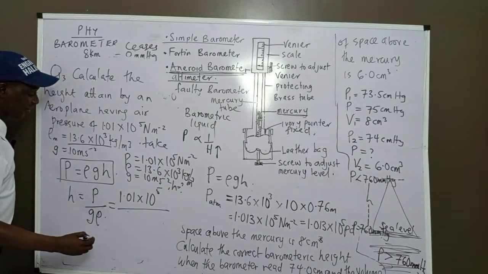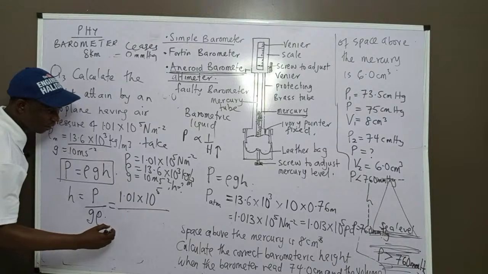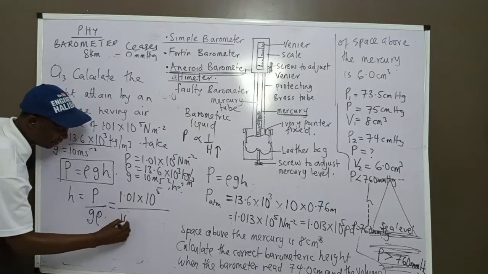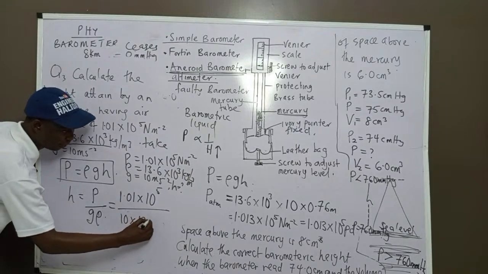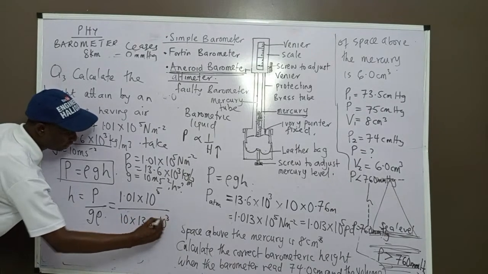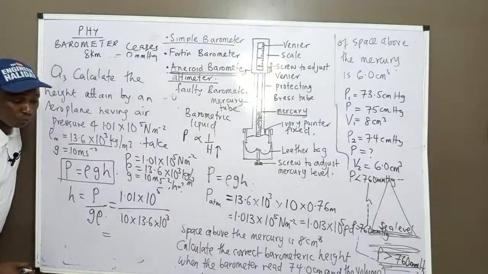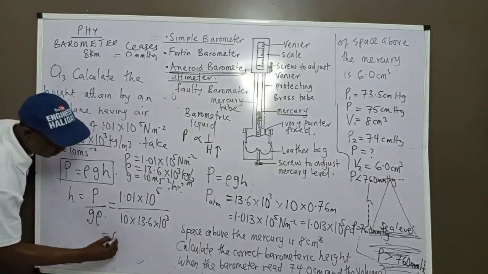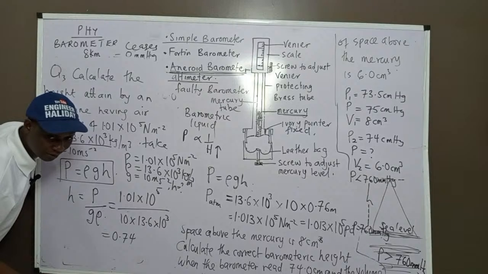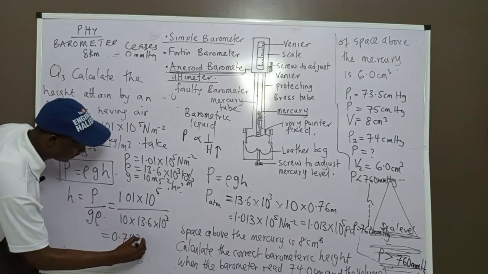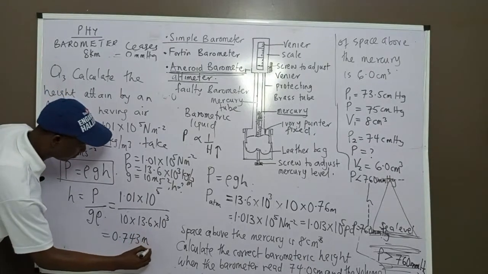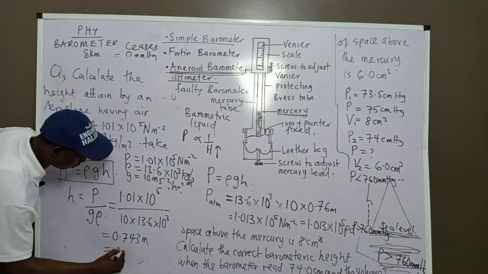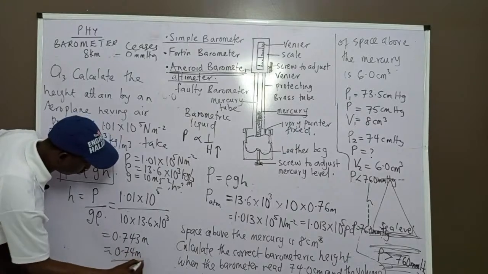So that's what we are solving now. We are going to have it as 10 times the density, 13.6 times 10 to the power 3. So the final answer: 0.743 meter, which is approximately 0.74 meter.